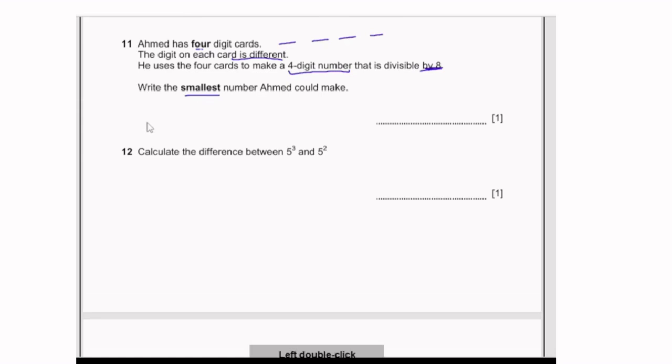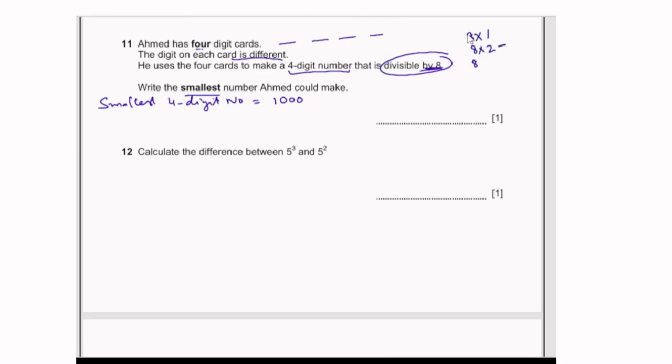So 4-digit number. Now first of all, the smallest 4-digit number is 1000, right? You know that, right? So we are looking for the smallest number that is divisible by 8. So for divisibility by 8, the last 3 digits should be divisible by 8. So we can take the table, right? 8 times 1 is 8, 8 times 2 is 16, 8 times 3 is 24, 8 times 4 is 32, right?